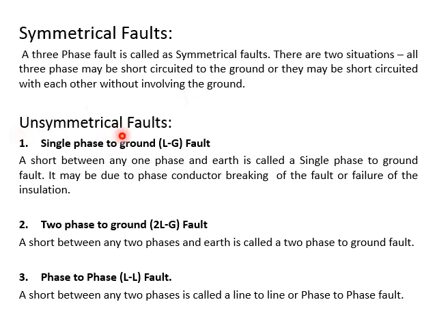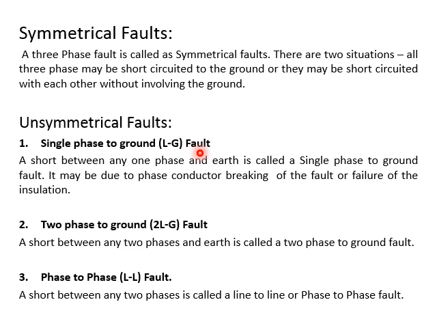Unsymmetrical faults. First is the line to ground. Second is two phase to ground, also called double line to ground. Third is phase to phase. So what is single phase to ground? A short between any one phase and the earth is called a single phase to ground fault. It may be due to the phase conductor breaking or failure of the insulation. So any one of the phases can either break or the insulation can fail.